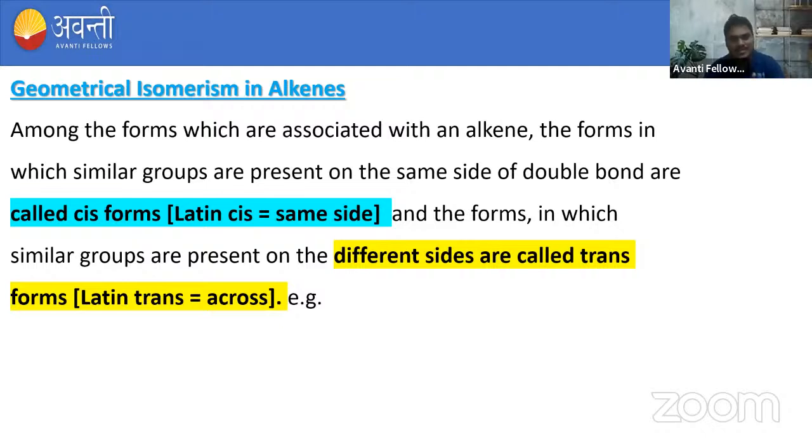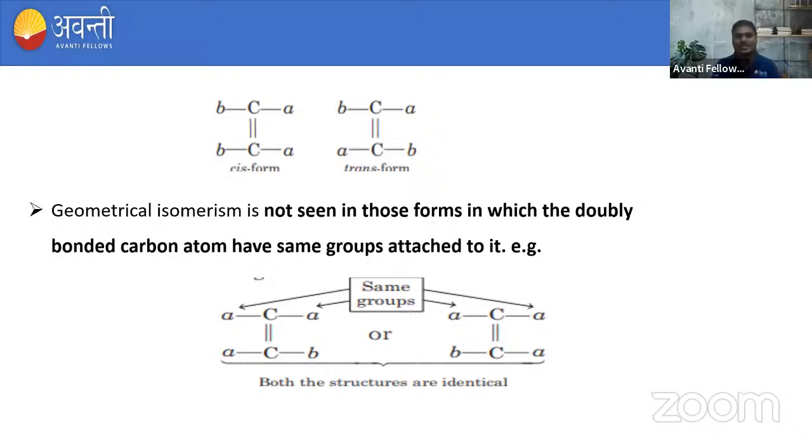Okay, so we can classify this geometrical isomerism in alkene in two types, the cis form and trans form, in which the similar groups are present on different sides. So if the two similar groups are present on different sides, it is trans; present on the same side, it is known as cis. Okay, let's see an example.